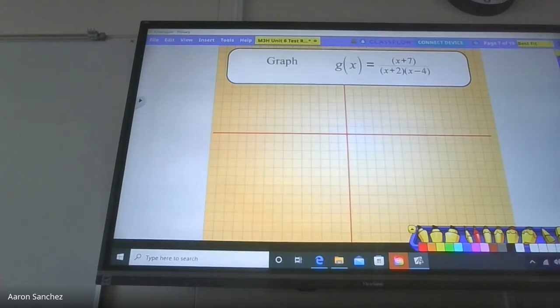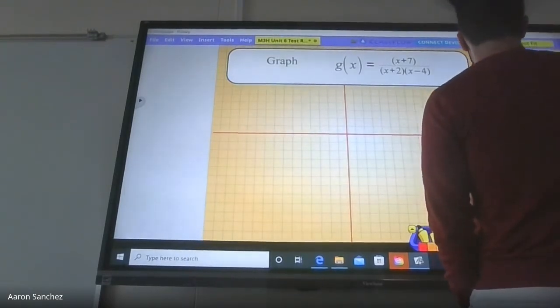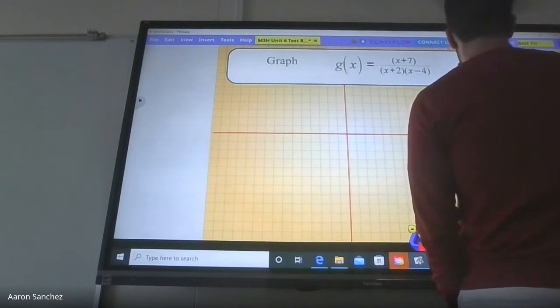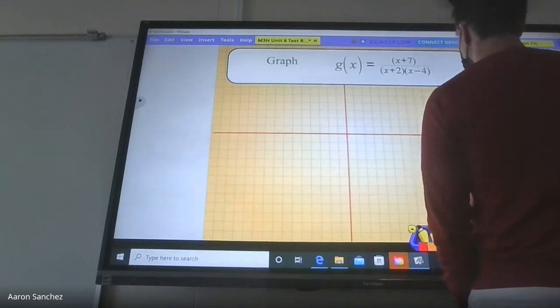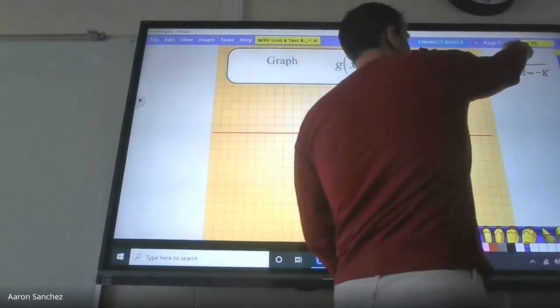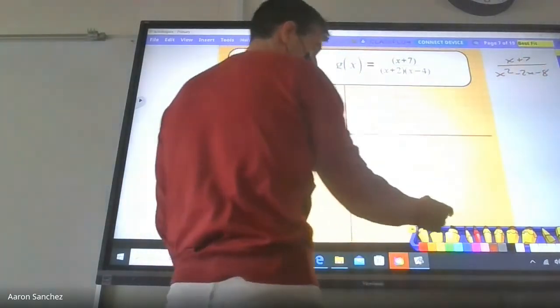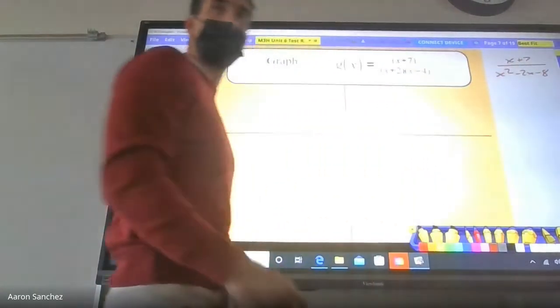Okay. Look at our horizontal asymptotes here, right? So this will be multiplied. This will be x plus 7 on top. This will be x squared minus 2x minus 8 on the denominator. But right, m is less than n. Do you guys remember what the horizontal asymptote is for that? The x-axis, yeah.